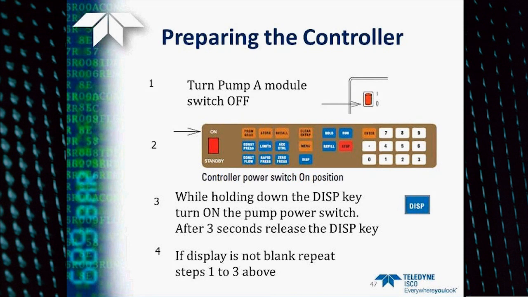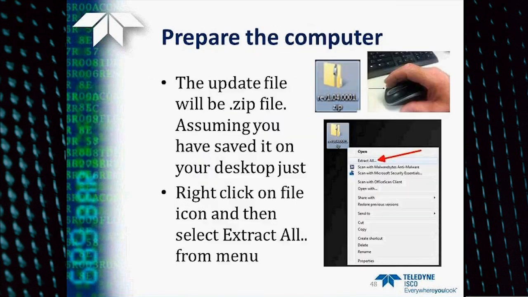The display at this point should be blank. If it's not, then you need to go back and repeat these 3 steps because it isn't in the right mode to be programmed. Now, the update file you will receive will probably be a .zip file. And we'll assume for now that you've saved this onto your desktop.